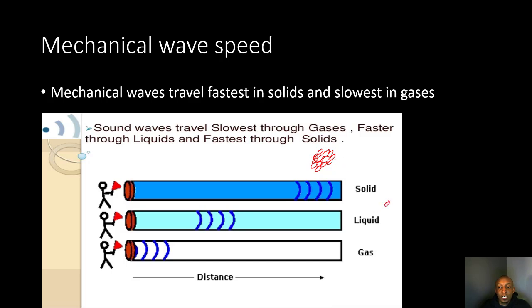But when we get into liquids, the particles are spread further apart. So it slows down that wave since those particles are further apart. And then if we look at gases, they're the most spread out or the most farthest apart. So that's why mechanical waves travel the fastest in solids, because the particles are so close together. And that's why they travel the slowest in gases, because the particles have more distance between them.